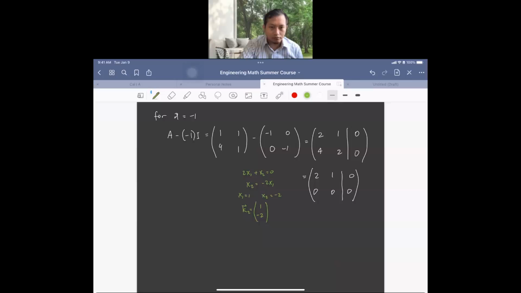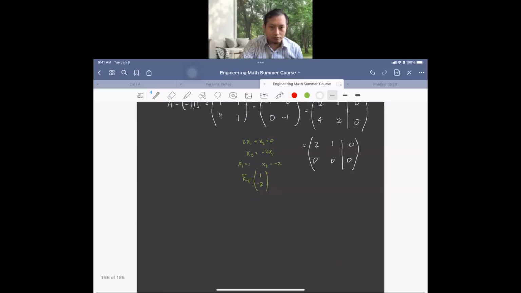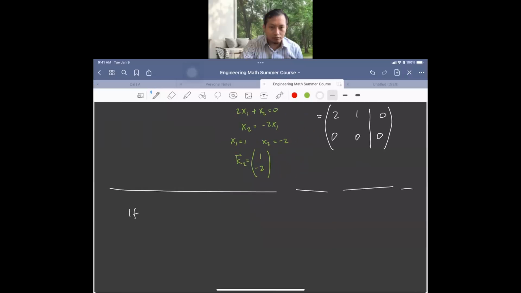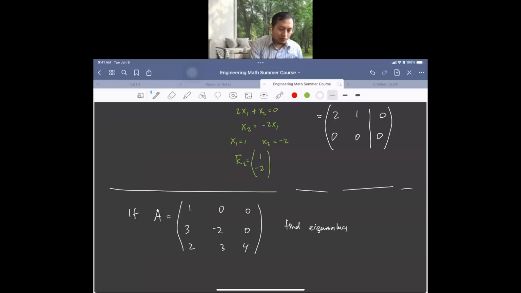Okay, let me give you another example. This is a 2 by 2 matrix. Maybe it's too simple. So let me give you a 3 by 3 matrix. Let me give you the easiest one to solve first. Let me just give you 1, 0, 0, and 3, negative 2, 0, 2, 3, 4. Now find eigenvalues and eigenvectors.